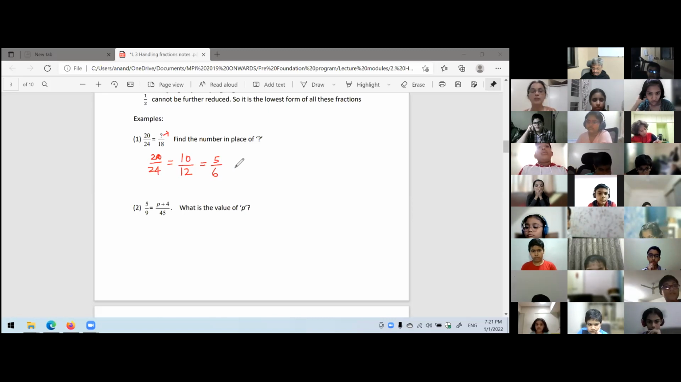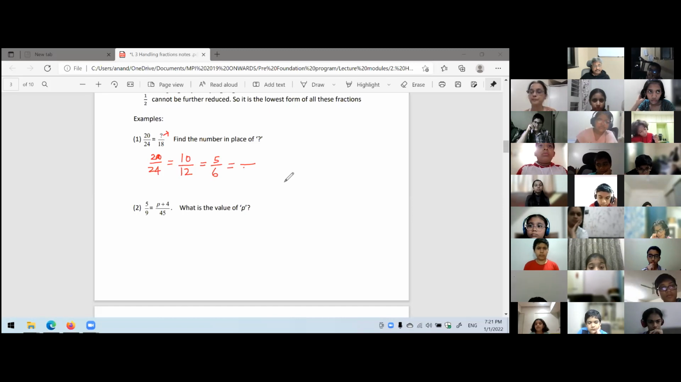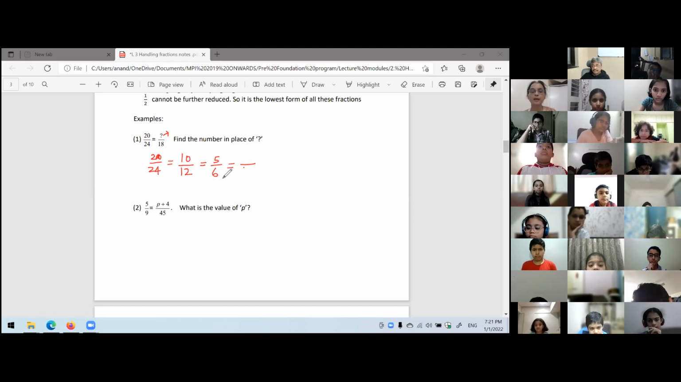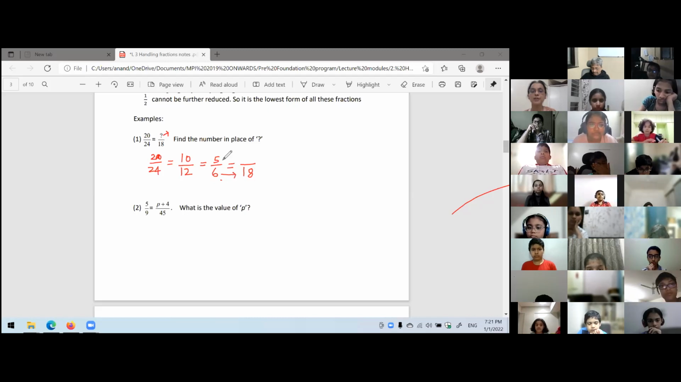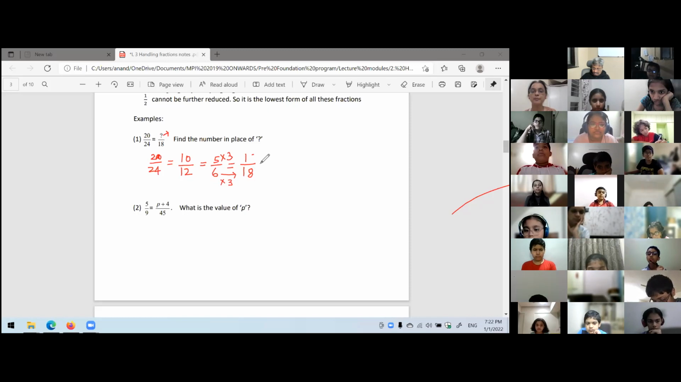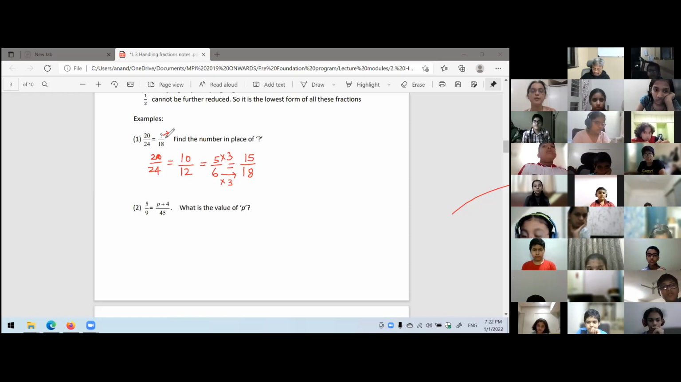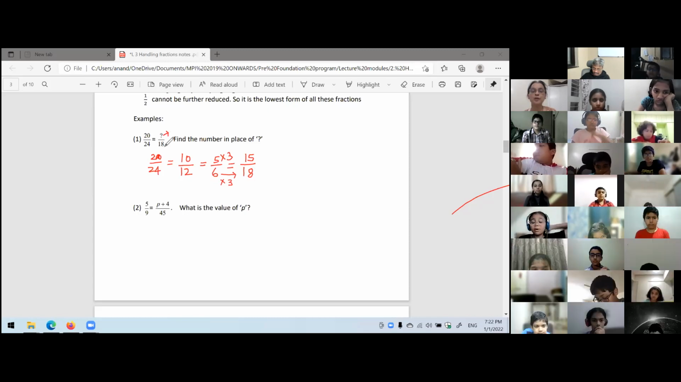Now this 5 upon 6, I need to convert to something upon 18. What can I see? 6 3s are 18. So if I want an equivalent fraction, I will have to multiply the numerator also by 3. Then I will get 15 upon 18. So 20 upon 24, when I write equal to 15 upon 18, it will mean the same.